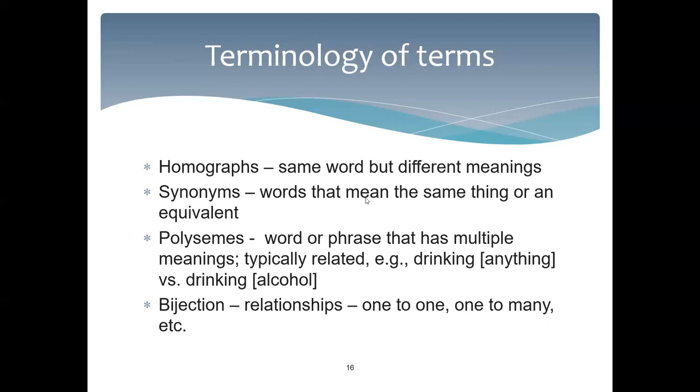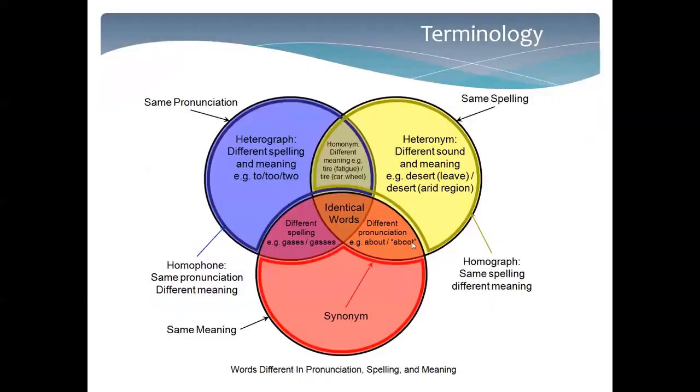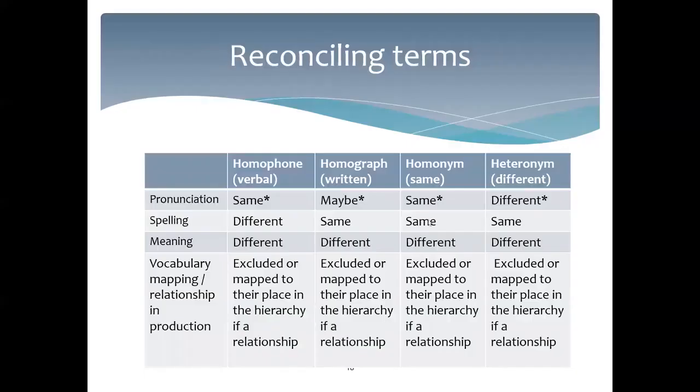And then, of course, there's bijection, which is the relationship. And we're going to talk much more about relationships going forward, but you have relationships that are one-to-one, one-to-many, that kind of thing. Nice diagram. I would say as you're looking at your words and trying to sort out what they are, this is a good diagram to take a look at, or good outline to take a look at. And I've also given you a chart here of reconciling terms.